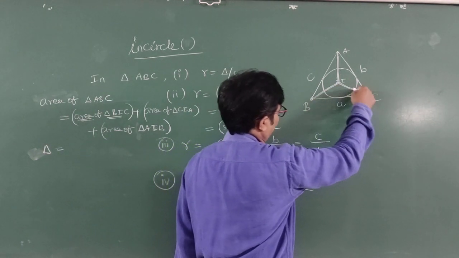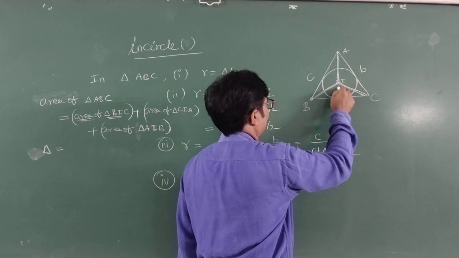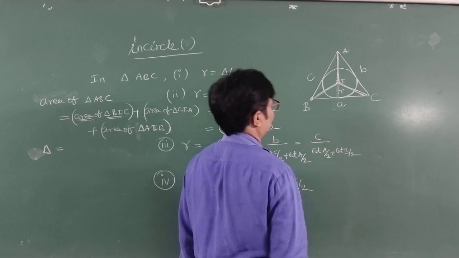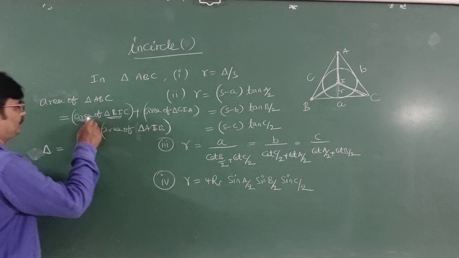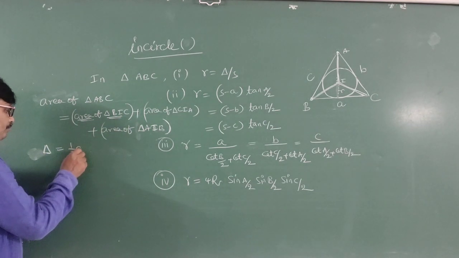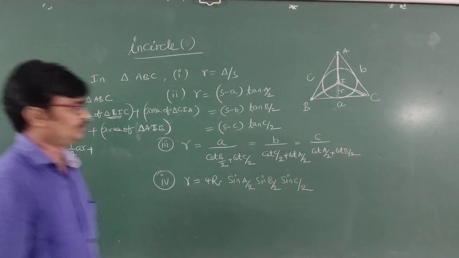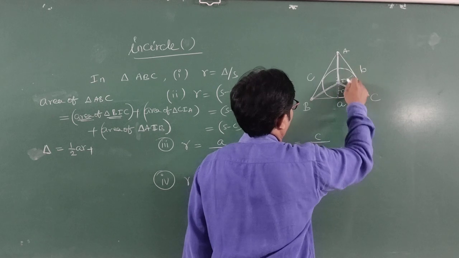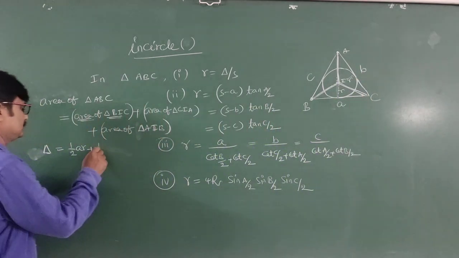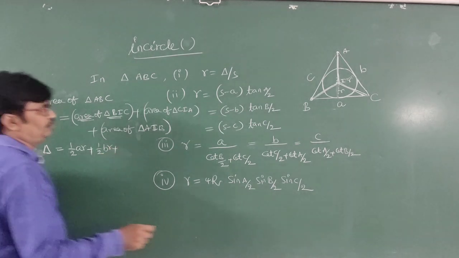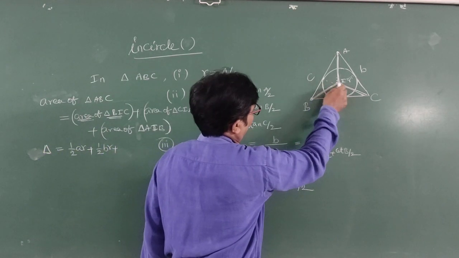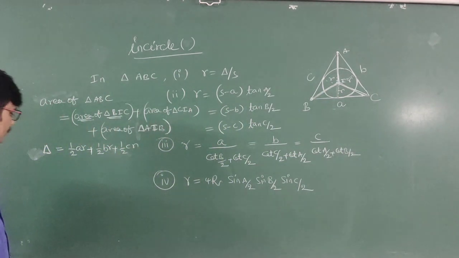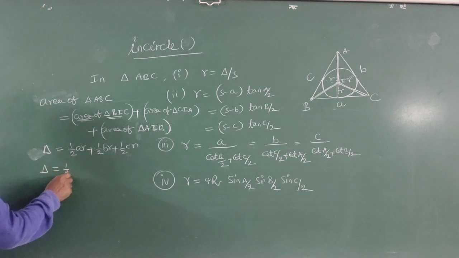Now the area of the triangle BIC. We draw the perpendicular from the incenter to the opposite side. That is small r. So the area of the triangle BIC is half base into height. Similarly, the area of the triangle CIA is half base into height, and finally the third triangle is also half base into height. So which is common? The inradius r is common.